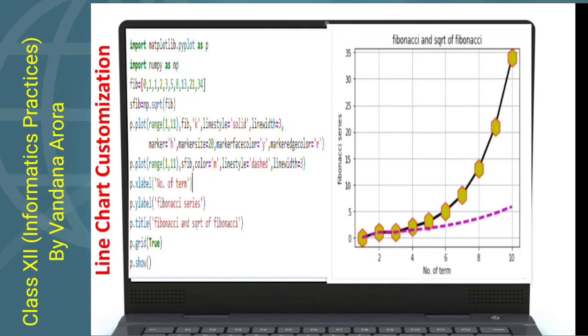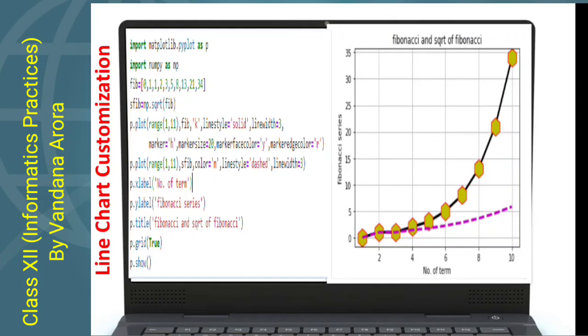Then I have used markersize equal to 20. Markerfacecolor equal to yellow. Markeredgecolor equal to red. Face color is the color of the marker and edge color is the boundary color, or we can say outline color, of the marker. The second plot I have drawn, that is sfib, and on the x-axis I have again used range(1, 11). Color of the line is magenta. Line style is dashed, you can see in the diagram. Linewidth equal to 3.